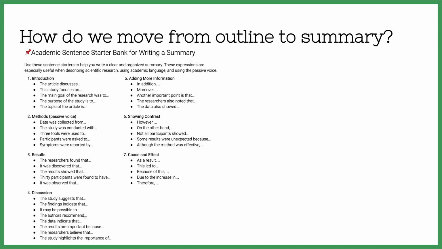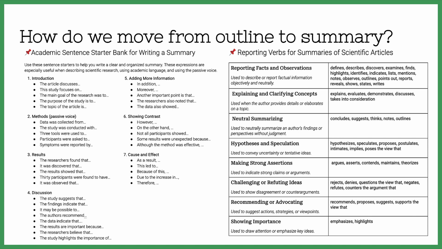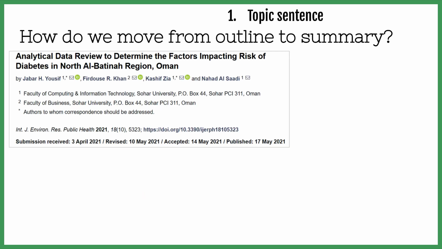So how do we move from an outline to a summary? Here are two documents that might help you. Here we've got some sentence starters in a bank for you to use to help get started on those difficult sentences in a summary. And here we've got some reporting verbs. These are verbs that are useful when you're talking about a scientific article, because you're talking about what the author's intention is. You can go back and use these in your summaries. They will help you.